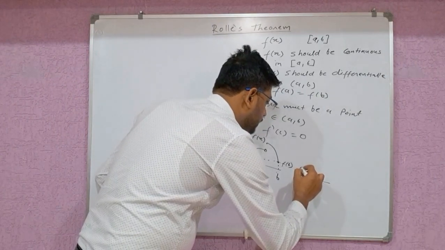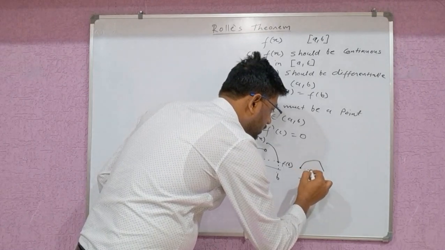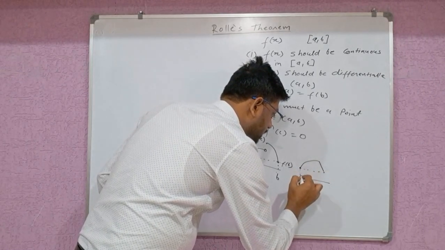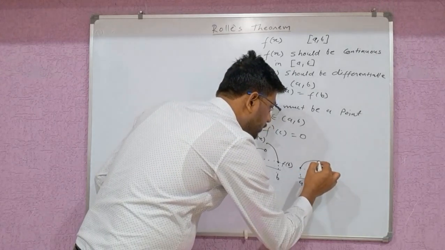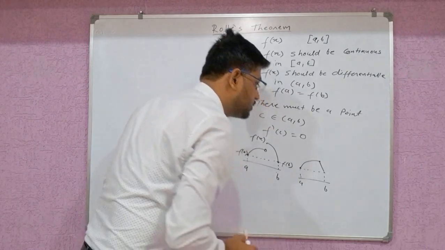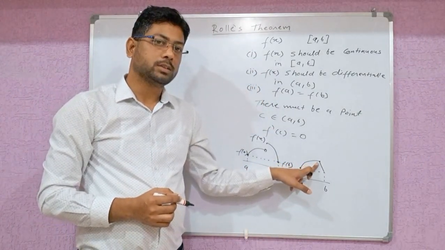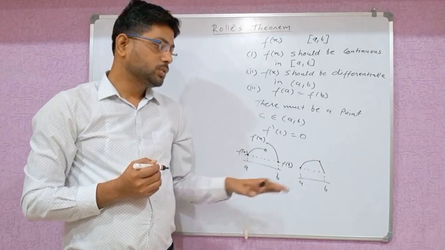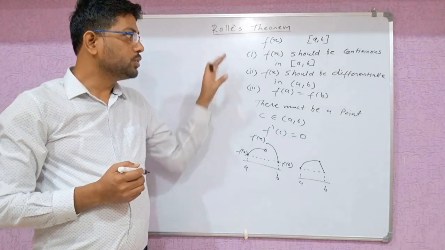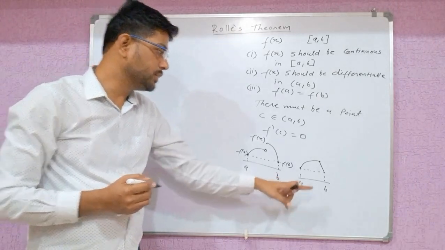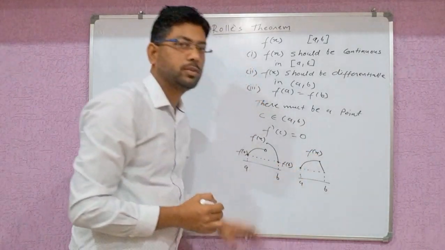Now if we are given a function like this, this is a, this is b, so obviously this will be f(a) and f(b), and there is a sharp corner here like this. This point is what? This is a sharp corner in this graph. Now let's check whether these three conditions are satisfied here or not. The first condition is f(x) should be continuous. This function f(x), we can see, is continuous here. So the first condition is satisfied.